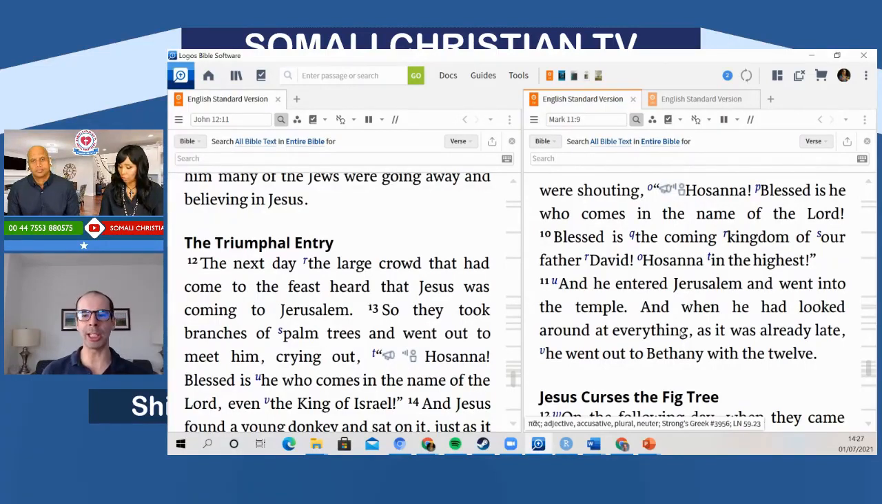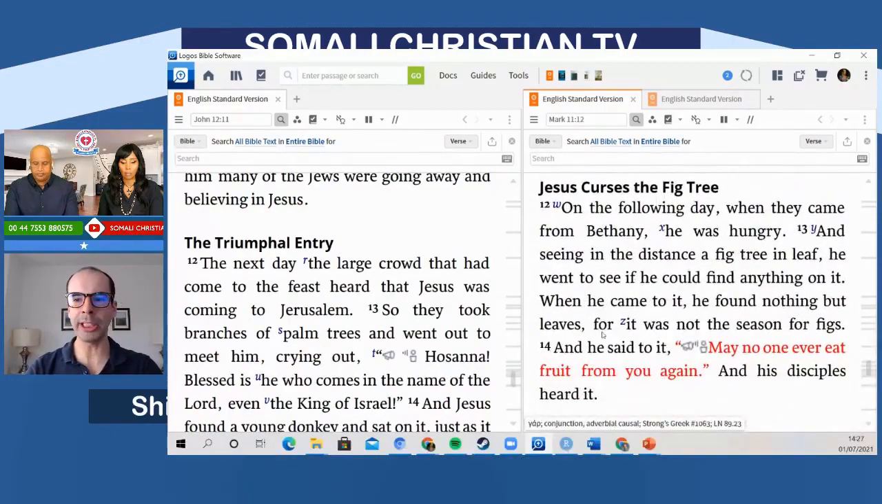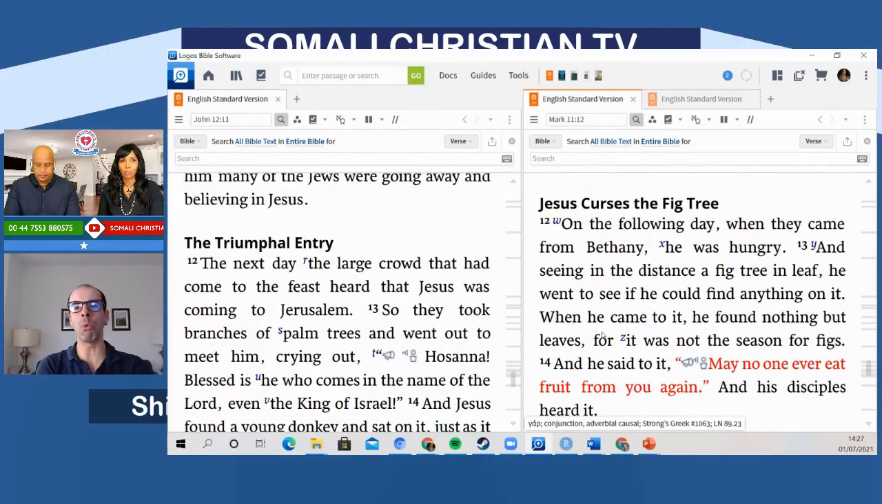Now, let's assume, for the sake of argument, that John is actually correct, that Jesus' entrance into Jerusalem occurs five days before Passover. So this then, according to John's chronology, would be the evening five days before Passover. Now, bear in mind, Mark has not given us a timestamp like John has. So if John is correct, this has to be the evening five days before Passover. Now, let's continue down to verse 12. On the following day, when they came from Bethany, he was hungry. This would be the morning four days before Passover, if John is correct. And he curses the fig tree.